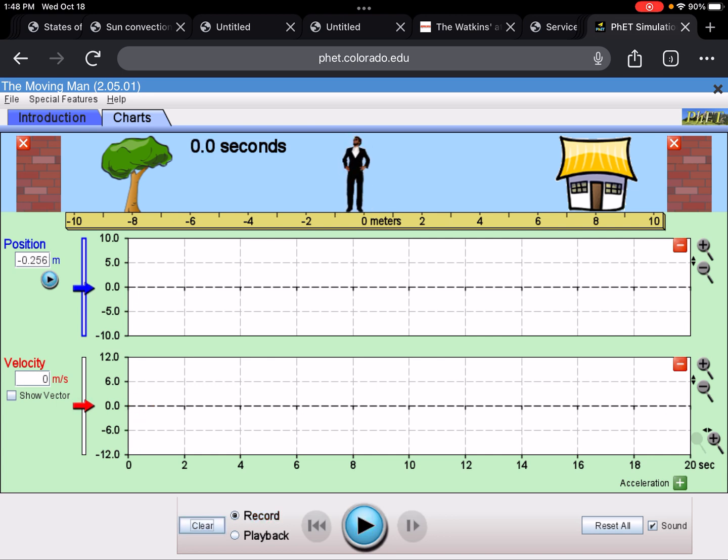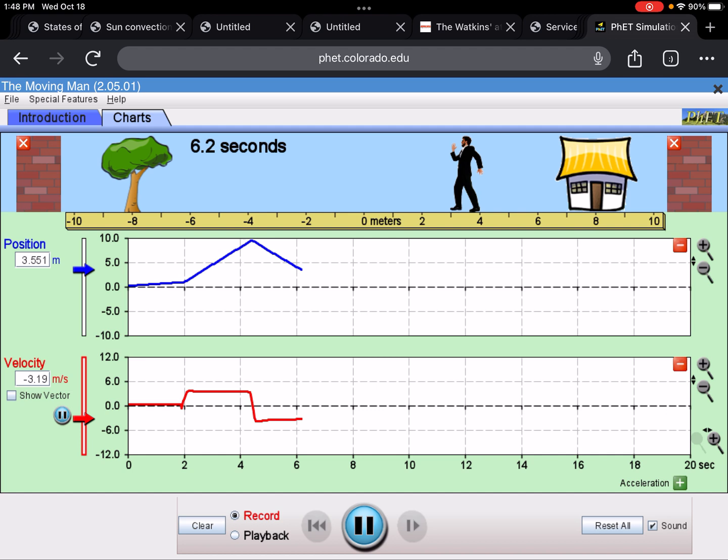One thing you can do is over here on the left side, you have this blue arrow for the position. Also have this red arrow for the velocity. So one thing I can do when I press play is if I move one of these arrows, it's going to help me kind of generate some specific graphs.